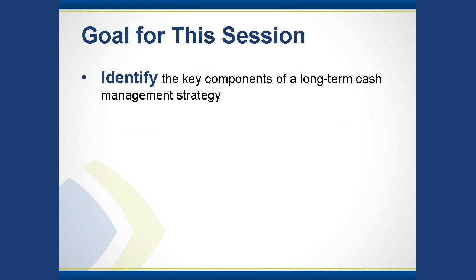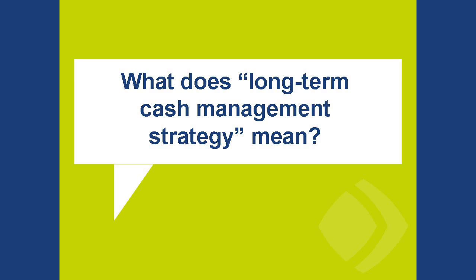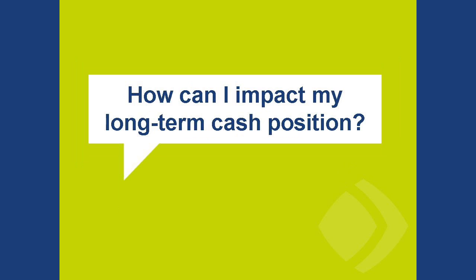Our goal for this session is to identify the key components of a long-term cash management strategy. So what does long-term cash management strategy mean? It means we're looking at cash on a 6 to 12 month and/or longer period of time as we look at your business and the growth cycle that it's in. And then it begs the question, how can I impact my long-term cash position? So again, looking out 6 to 12 months or even longer.